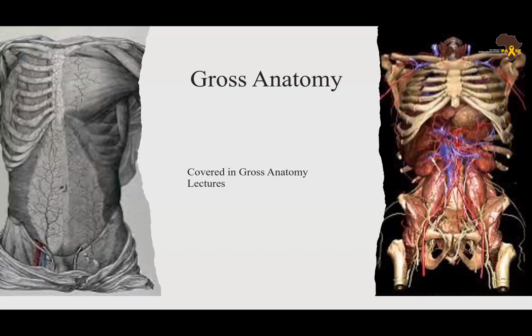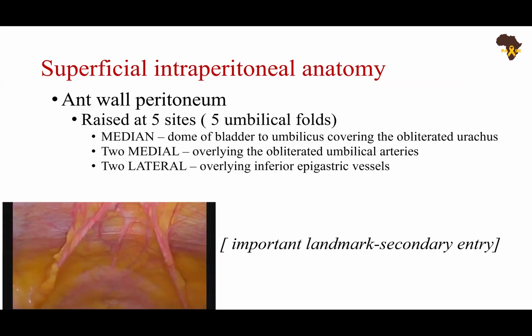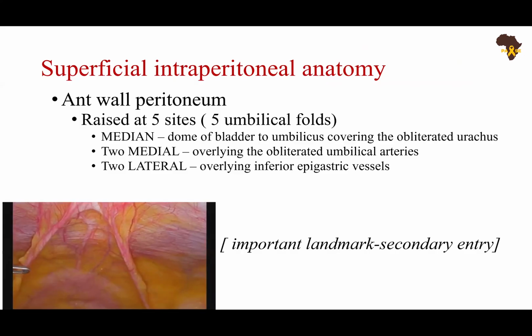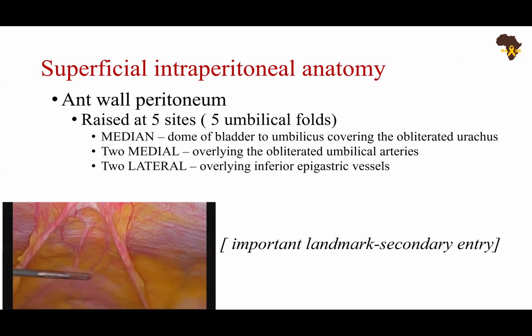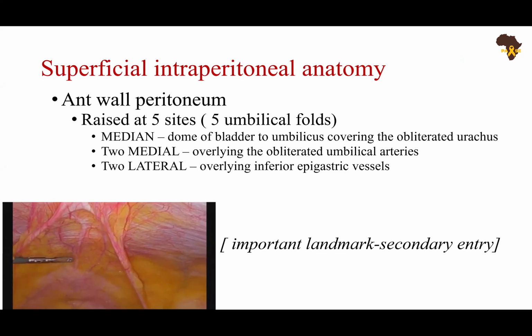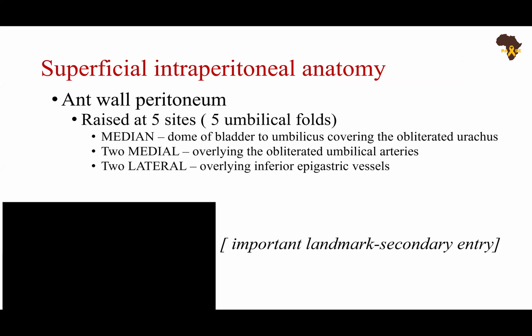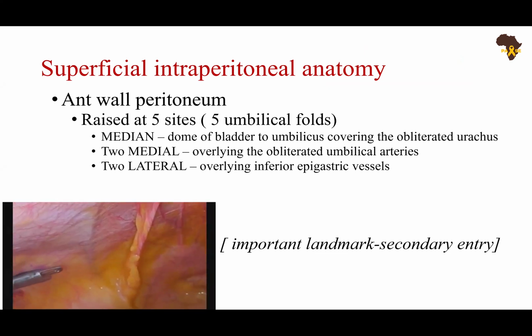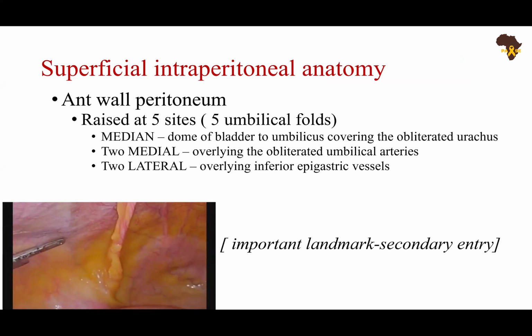I'm going to go through it, but now into the peritoneum, once again, the anterior abdominal wall, very important. We have the anterior peritoneal folds in 5 sides. The median, which is that one there, the dome of the bladder to the umbilicus, that is covering the obliterated urachus. 2 medial, which are the obliterated umbilical arteries that are a continuation of the internal iliac arteries' anterior trunk, and 2 lateral folds, which are overlying the inferior epigastric vessels, an important landmark for secondary entry.